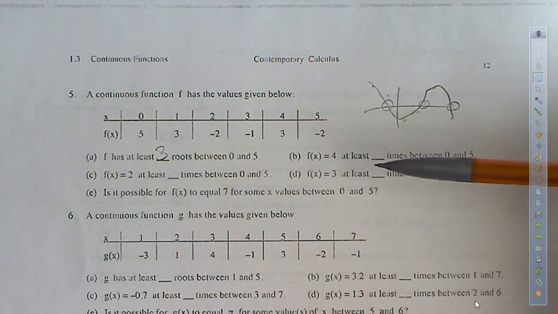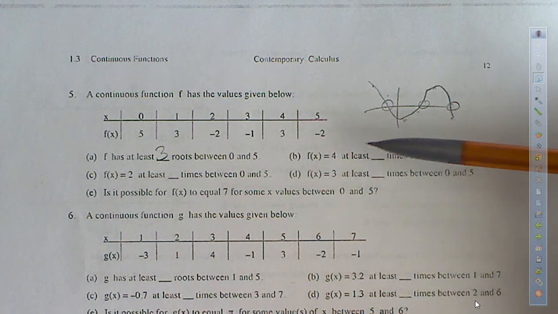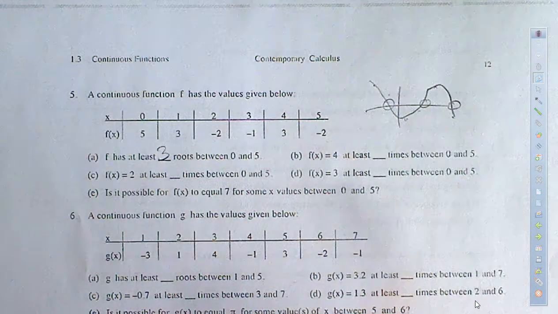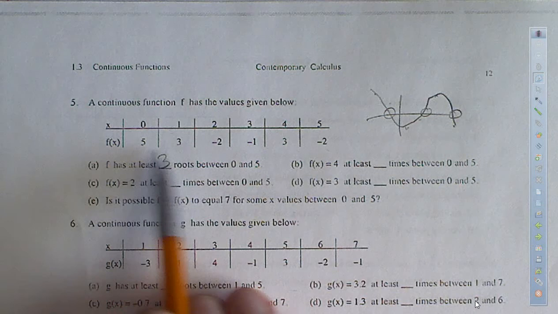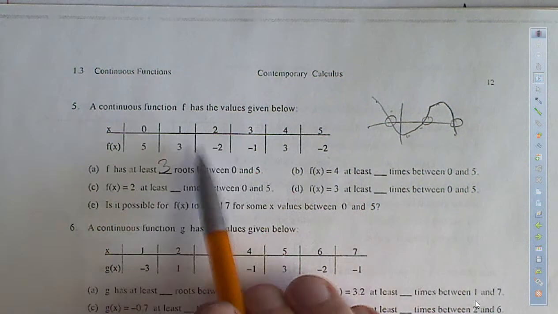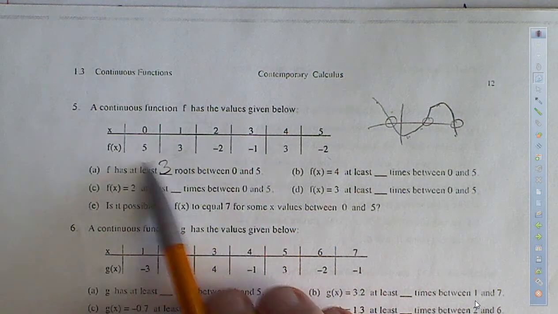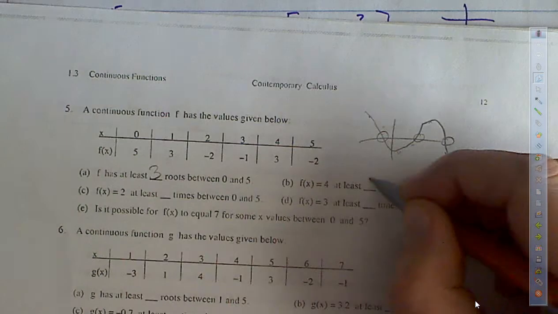Okay, f of x equals 4, meaning y equals 4, at least blank times. So from 5 to 3, it has to equal 4 somewhere in there. And then there's no other place where it has to go up to 4. It might, but it doesn't have to. There's only one time when it has to equal 4.